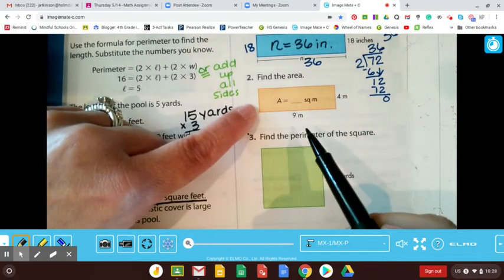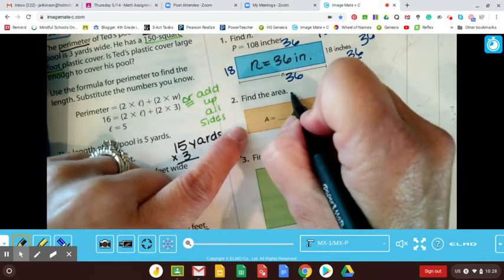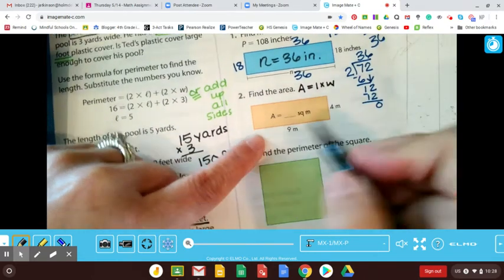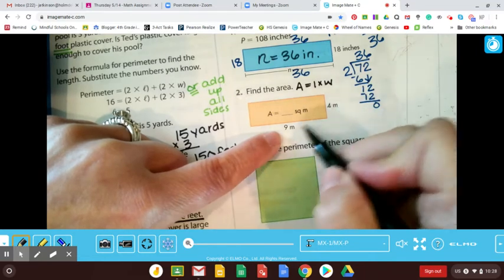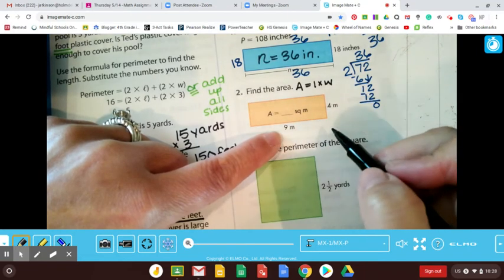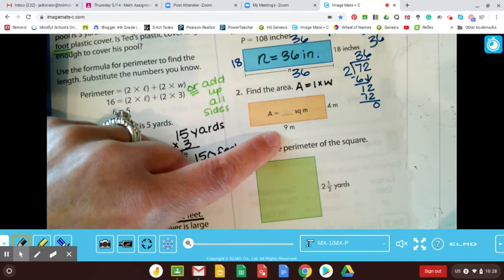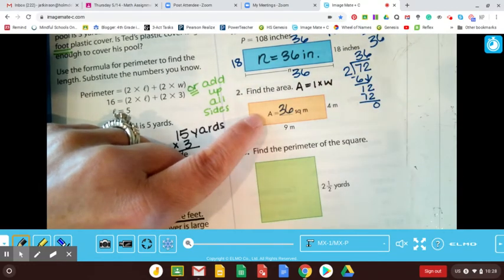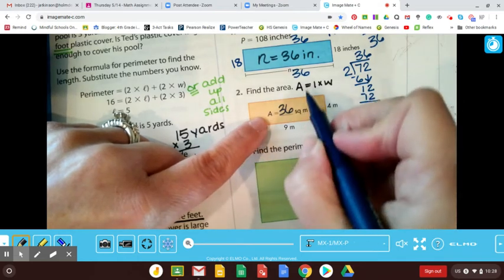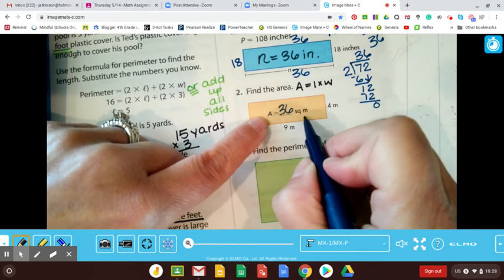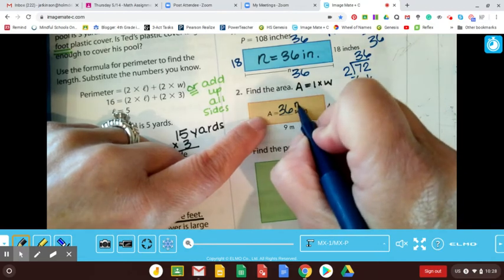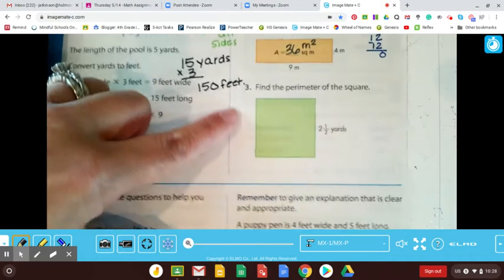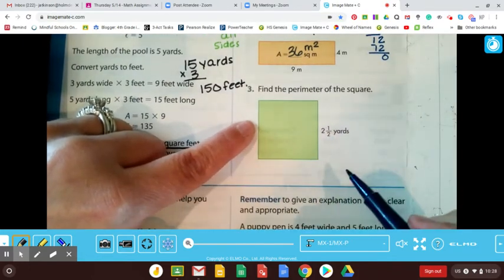For number 2, we're looking for the area. Remember, area equals length times width. I have the length, I have the width, so all I need to do is multiply them together. 9 times 4 is 36. That was an easy one. I feel like area is easy. And we say it square meters. They already put the label for us, or we could have said meters squared. Either way is acceptable.